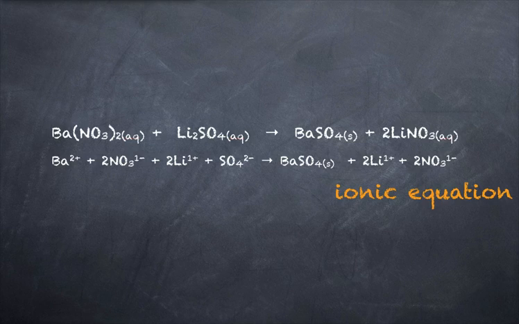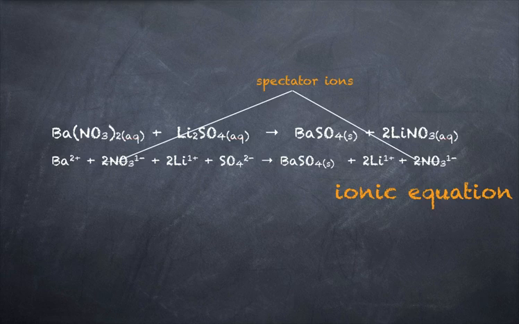Now you're looking for ions that do not participate in the reaction. If you have an ion that's on both sides of the reaction, those are called spectator ions. The first one I see is nitrate, which is on both sides of the reaction. That's a spectator ion. I also see lithiums, which are on both sides of the reaction. That's a spectator ion. And everything else is participating in the reaction. Because if my product is barium sulfate, what makes up barium sulfate? Well, barium and sulfate, so that's all that's left.